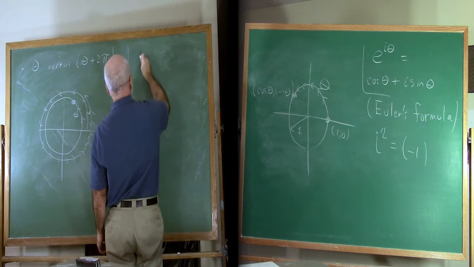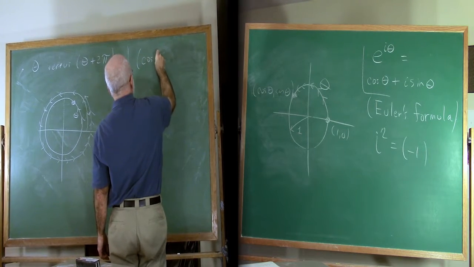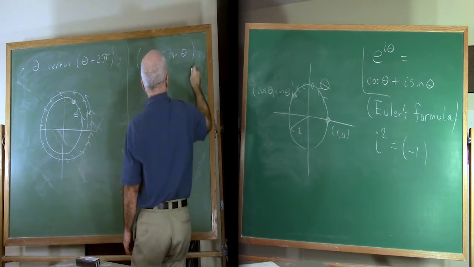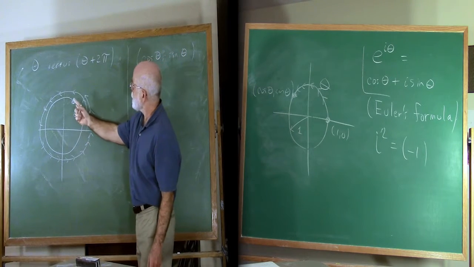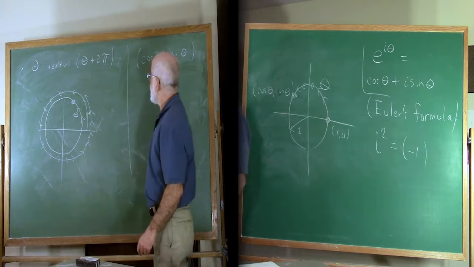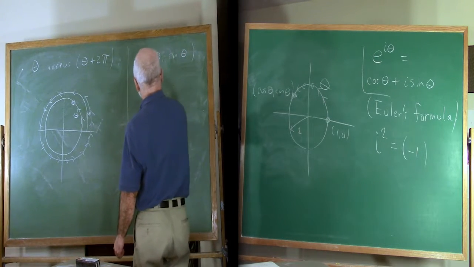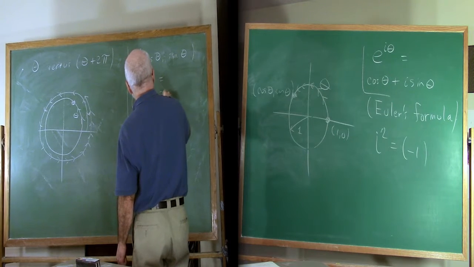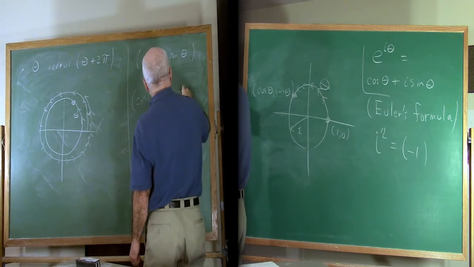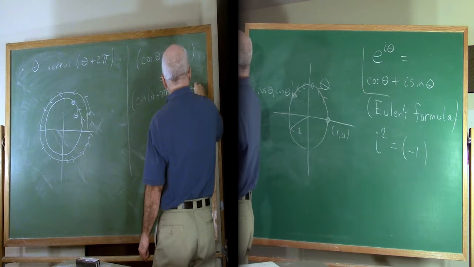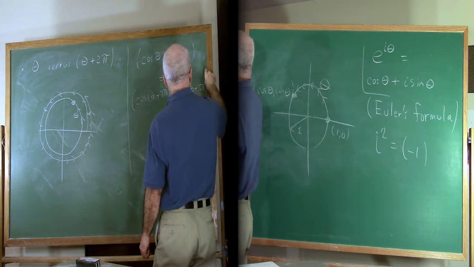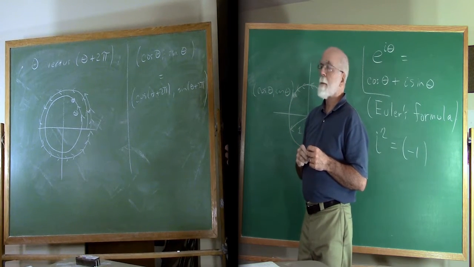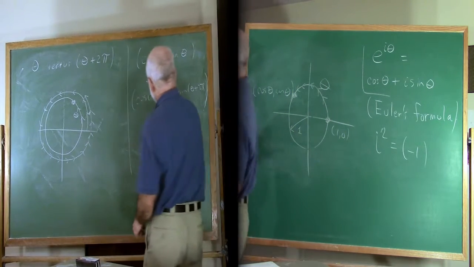What I'm seeing here is that the ordered pair we got from theta, that's right here, that's the same ordered pair that you get from theta plus 2 pi. Let's call that formula 2.